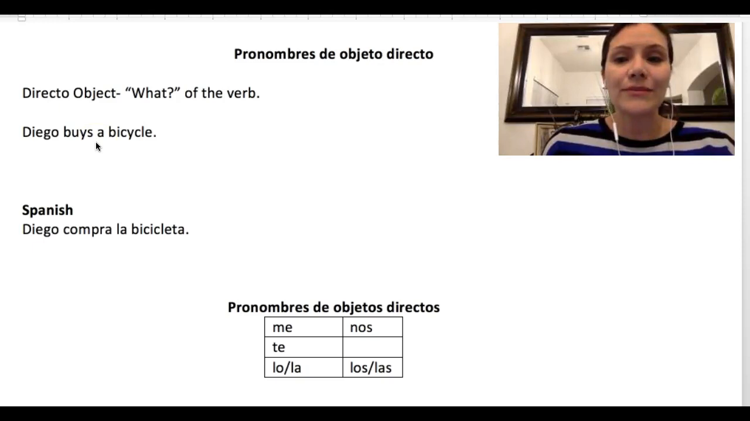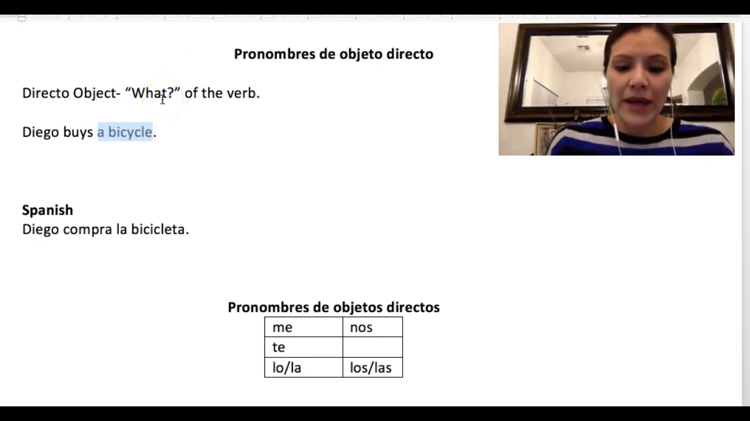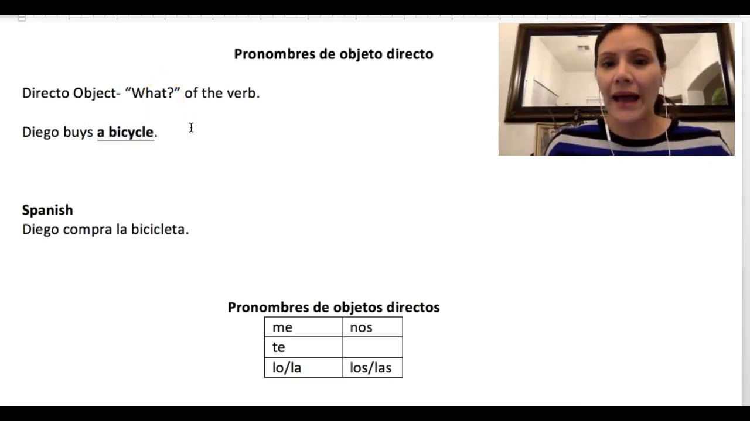The following sentence will serve as our example. Diego buys a bicycle. We have the verb buys. If we say, Diego buys what? A bicycle is our answer. So a bicycle is our direct object.